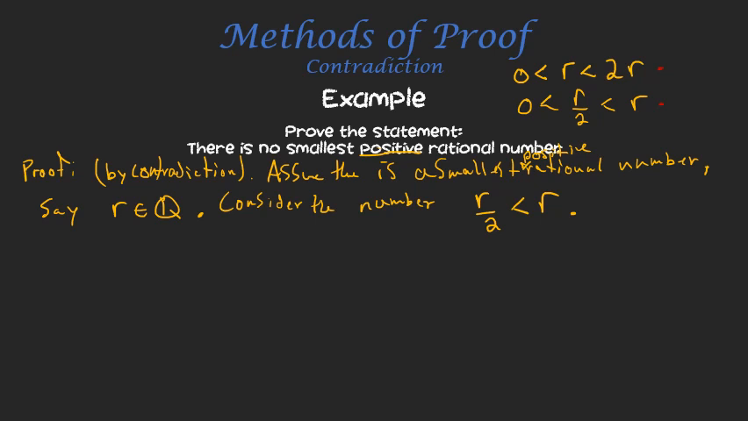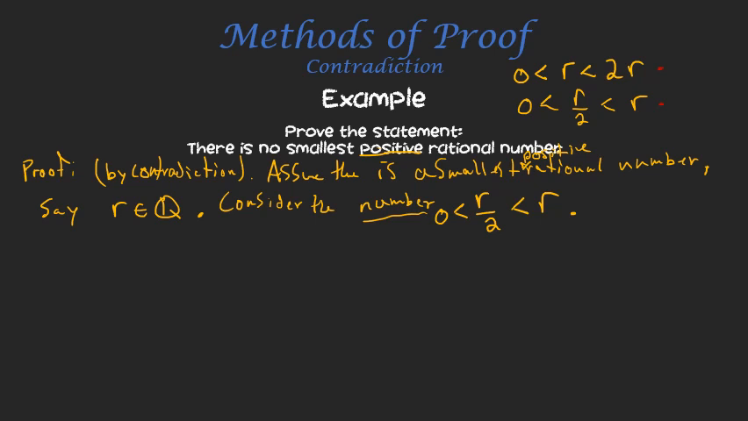So we're almost done here. What's missing here? Notice I just said consider the number. We do have a smaller number than r. Actually, up here we can see that 0 is less than r over 2. So we have this number that is positive. So all that's left here is to show that r over 2 is rational, and that's pretty obvious.